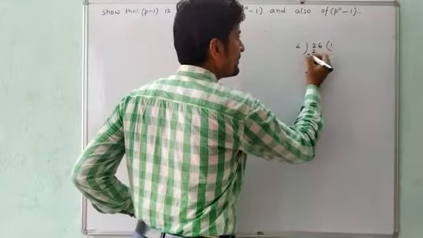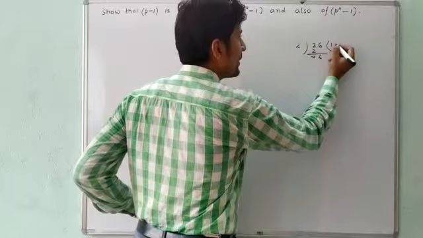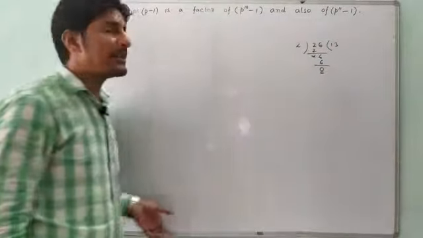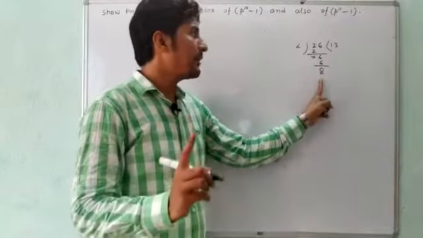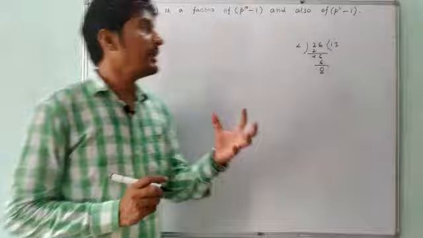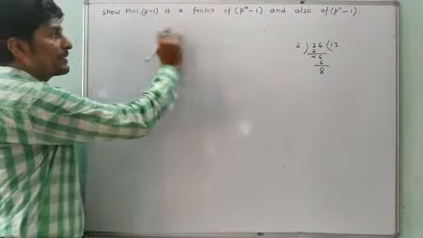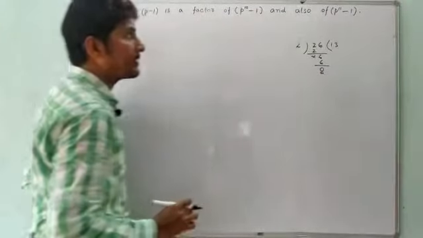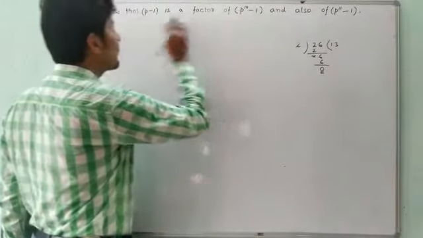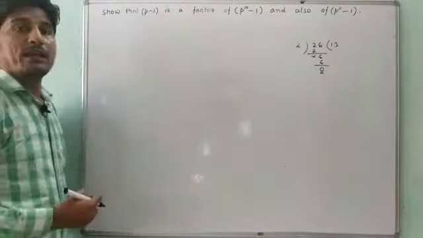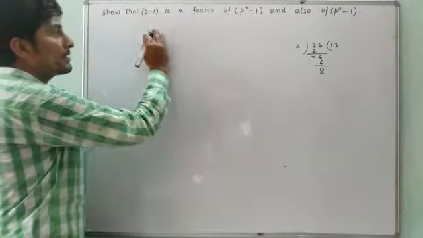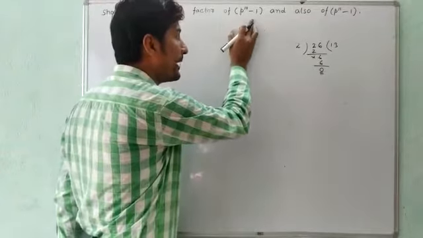2 1s are 2, 2 3s are 6. In this case, we are getting 0 as a remainder. Since we are getting 0 as a remainder, hence we can say that 2 is a factor of 26. Similarly, if we want to check whether p minus 1 is a factor of p to the power 10 minus 1, then we have to divide p to the power 10 minus 1 by p minus 1 and we have to check the remainder. If the remainder is equal to 0, hence we can say that p minus 1 is a factor of p to the power 10 minus 1.